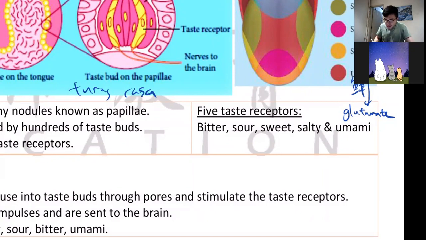So ikan bilis has this thing called glutamate. It will stimulate umami. If you make tom yum soup, one with ikan bilis and one without, you will definitely taste the difference. The one with ikan bilis tastes so much livelier, so much more awesome to eat.